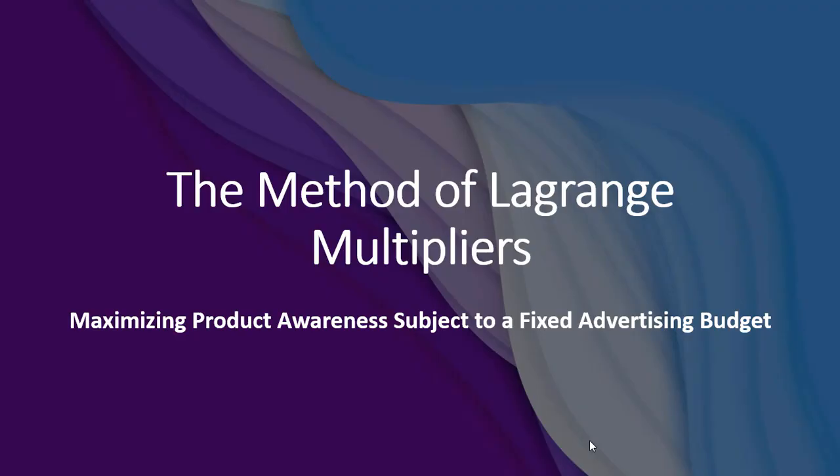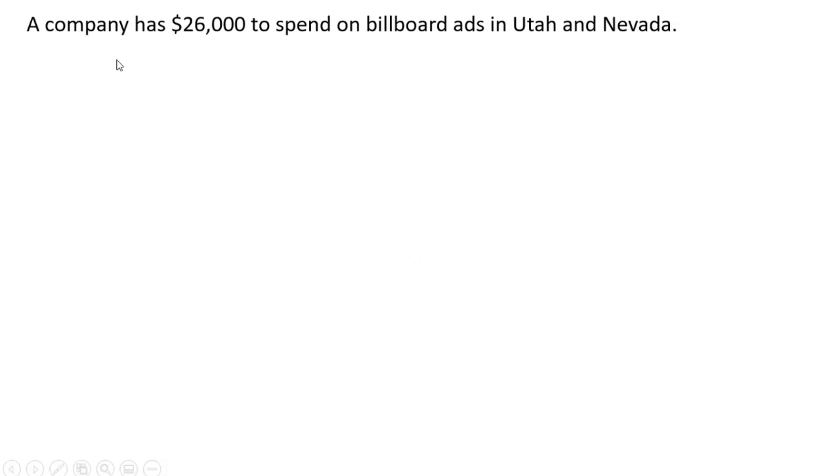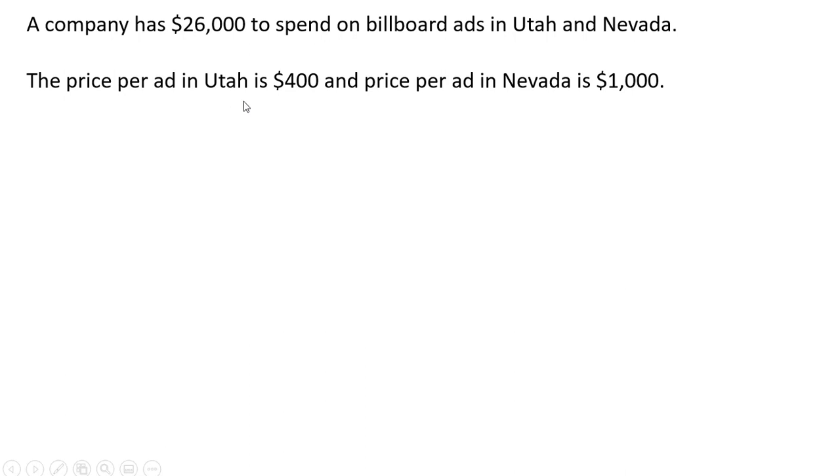Hello, in this video we're going to use the method of Lagrange multipliers to maximize product awareness subject to a fixed advertising budget. Here's the setup. The company has $26,000 to spend on billboard ads in Utah and Nevada. The price per ad in Utah is $400 and the price per ad in Nevada is $1,000.